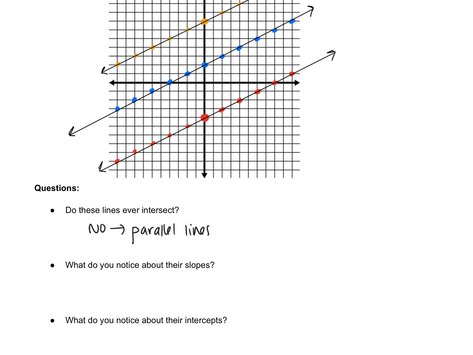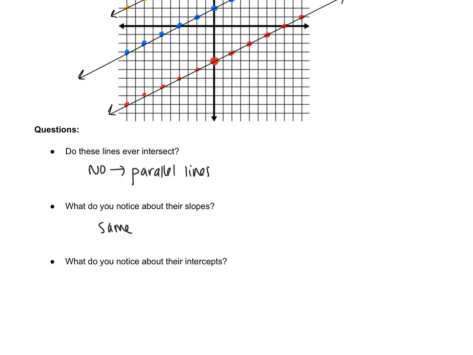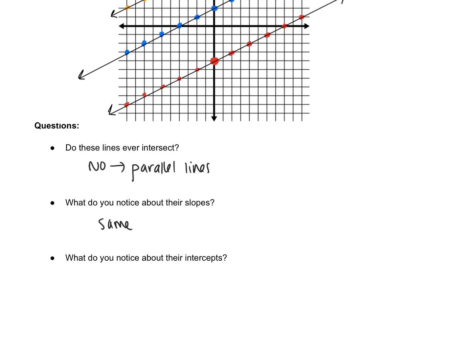What do you notice about their slopes? They're all the same. But what do we notice about their y-intercepts? They're different. Okay, so what I was hoping we would understand here is that parallel lines have the same slope. So you don't even have to graph them.